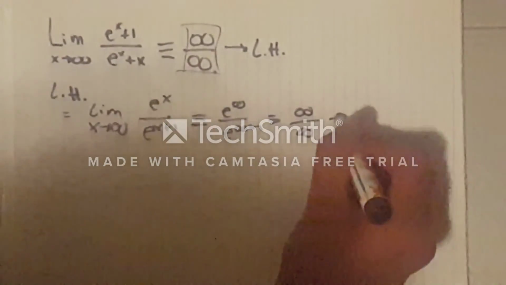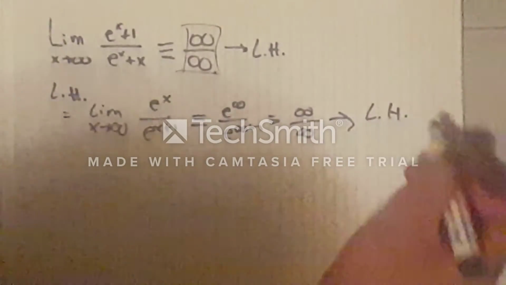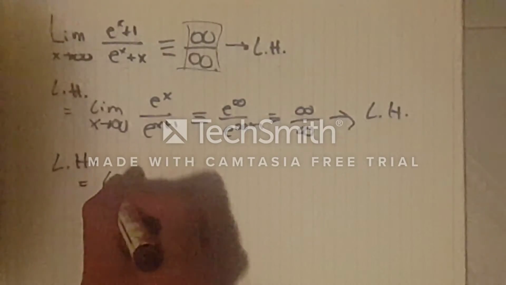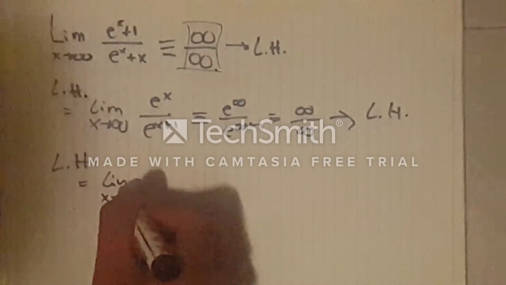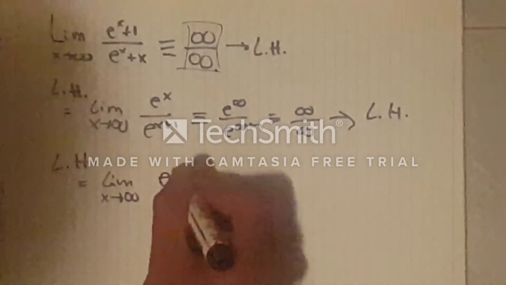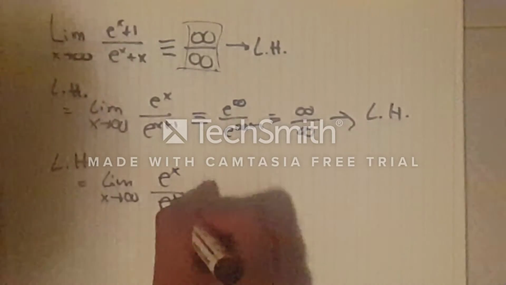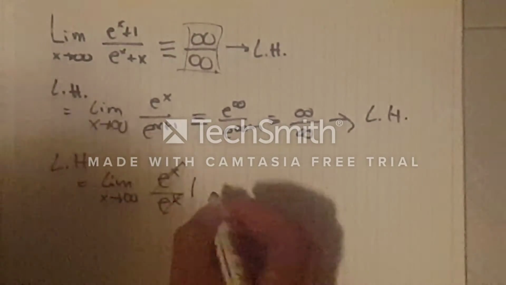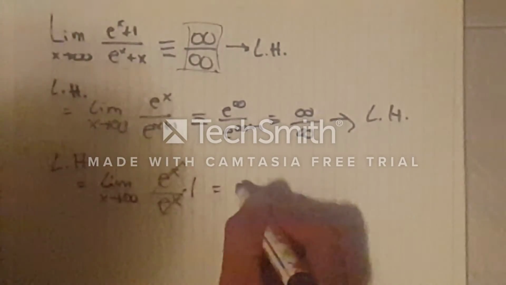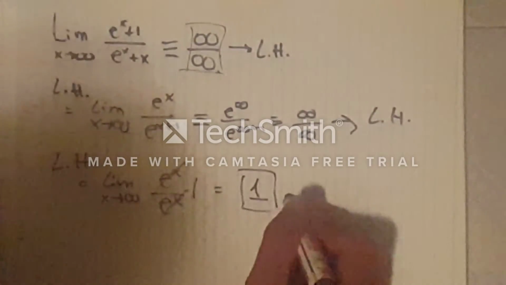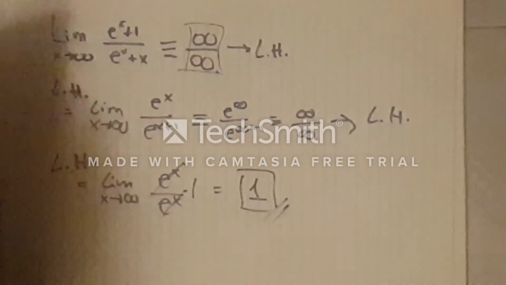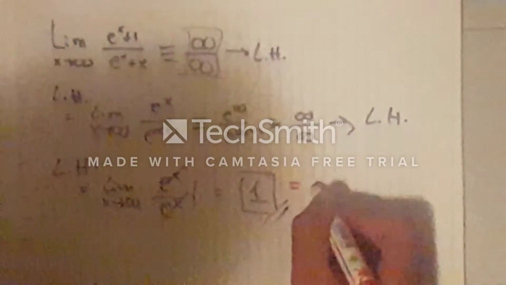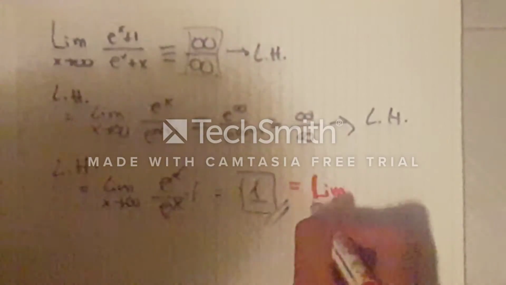If we evaluate this again, it will be the same as writing infinity over infinity. So we have to apply L'Hopital's rule again. We can apply this rule any time that it gets an indeterminate answer, like infinity over infinity or minus infinity over minus infinity. So e to the x and e to the x is the same as 1. So 1 is our answer, and this is the limit when x approaches infinity.